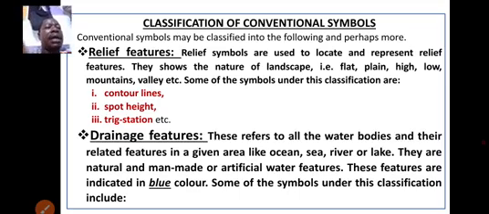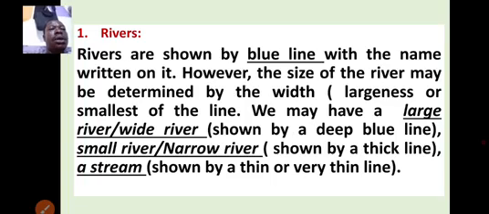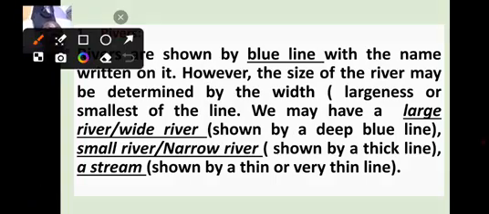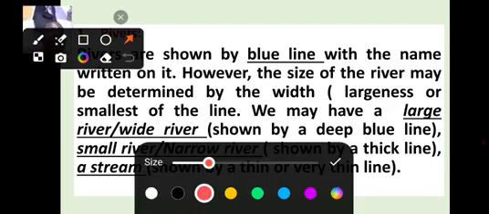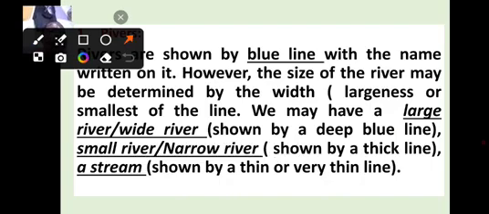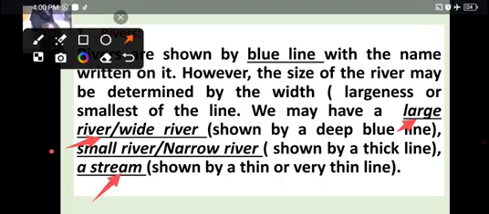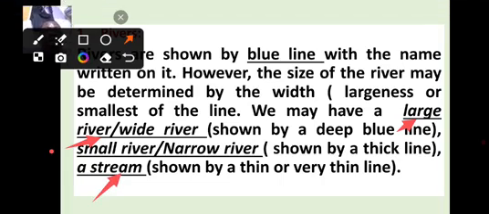Some of the symbols under this classification include rivers. We have large rivers and normal, narrow rivers. Some of the rivers are large, others are wide, and some are narrow like streams and other ones. They are all water bodies that we see on the map.